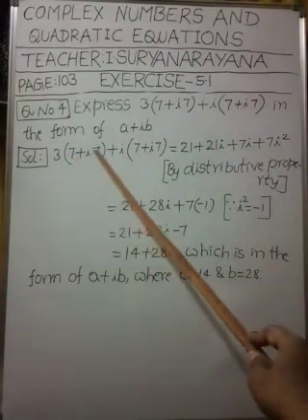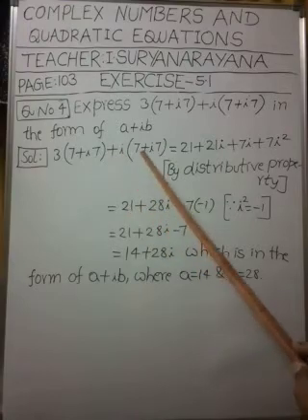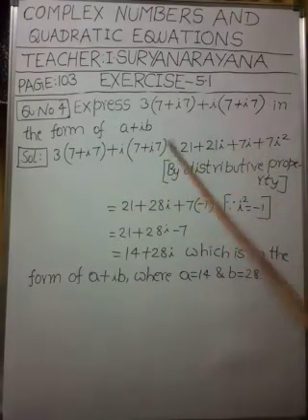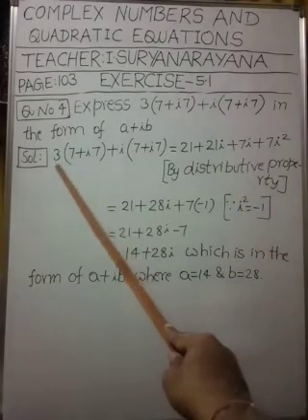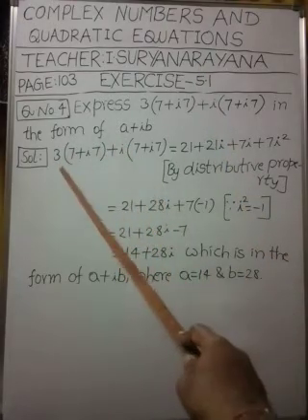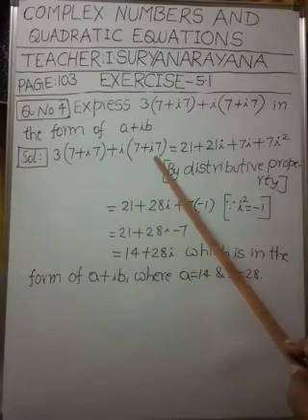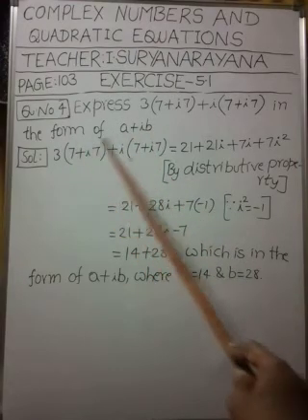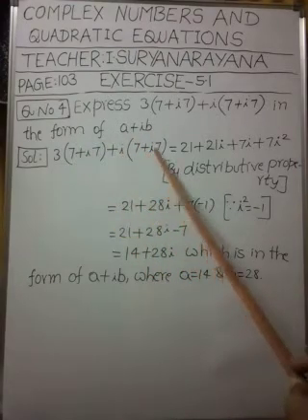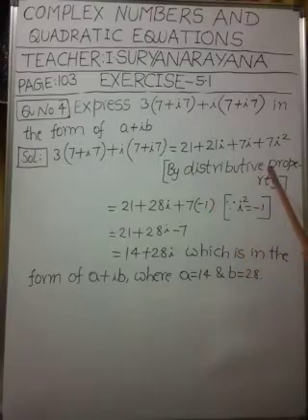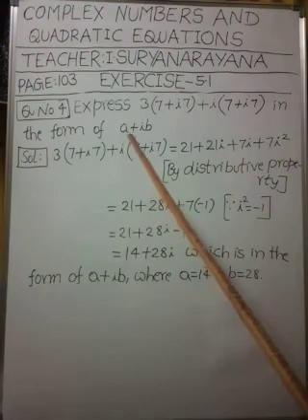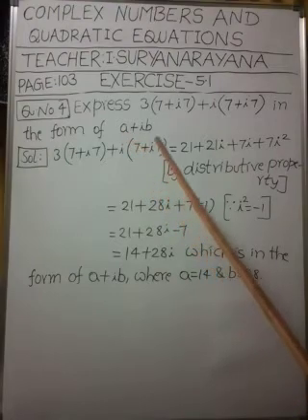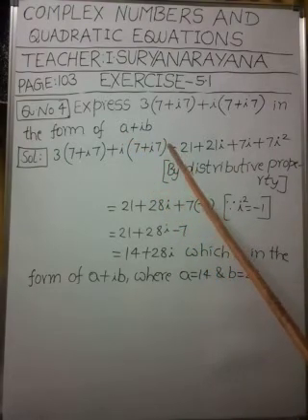3 into 7 plus I7 plus I into 7 plus I7. Okay, my children. This is equal to, here there are two terms. If you observe the two terms, this is the first term plus this is the second term. For the first term as well as for the second term, we are using the distributive property. As in the case of real numbers, here also we can use the distributive property.